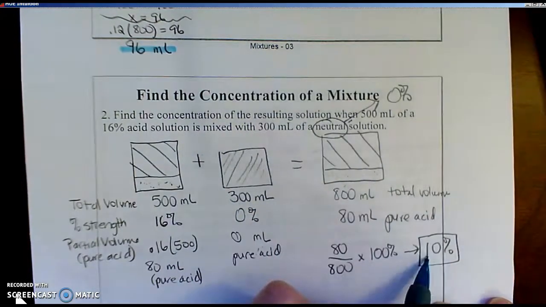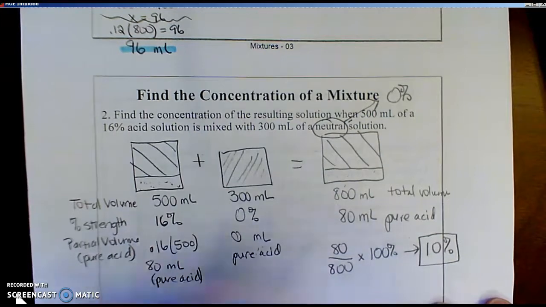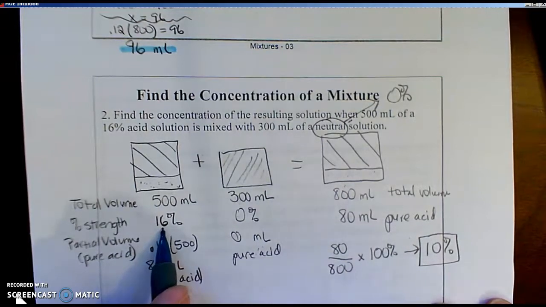And this makes sense to me that it's 10% because we had a 0% solution and a 16% solution, and 10% is stronger than a 0% solution, but weaker than a 16% solution.